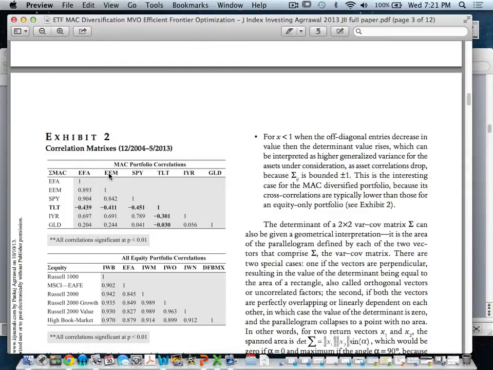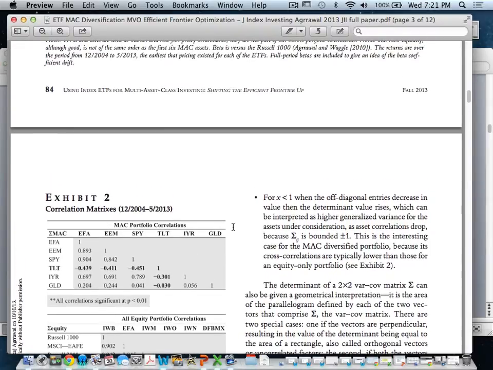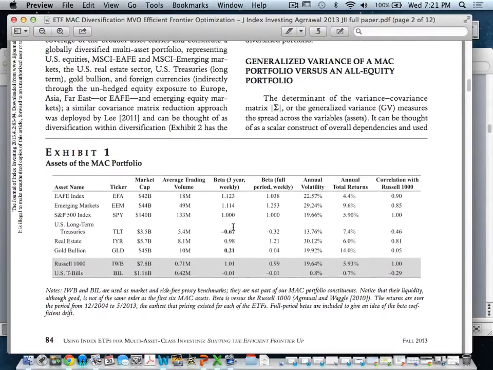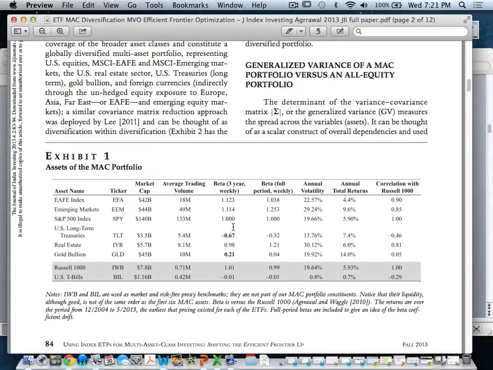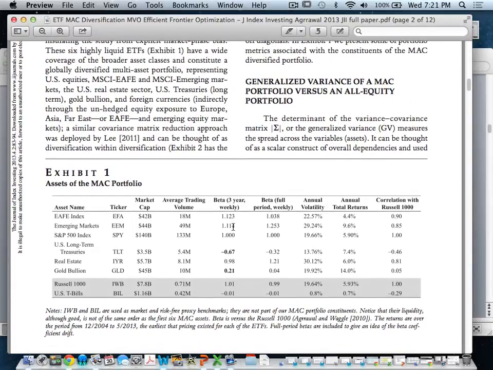The correlation between EFA and EEM is the same as between EEM and EFA, just that. So actually really simplified things. So here you can actually see actual numbers. We have the theory, we have the simulation, and we actually have actual numbers. So it's right here. These returns are over the period from 12/2004 to 5/2013.